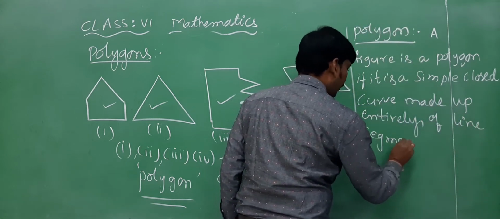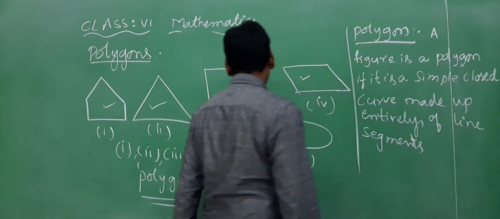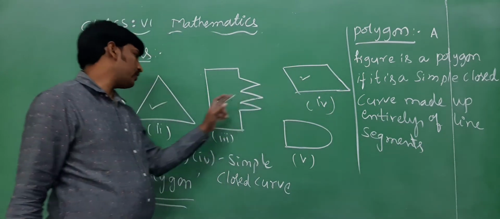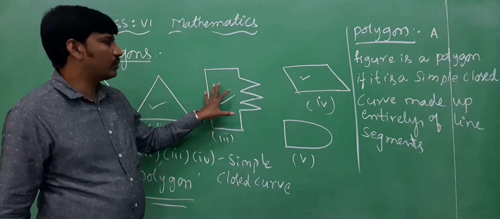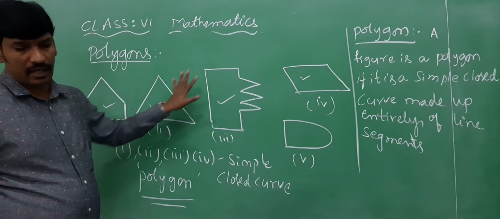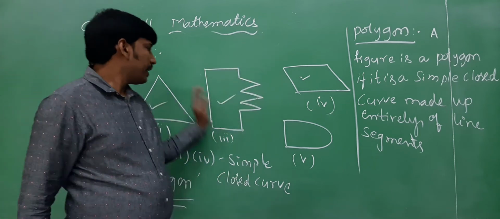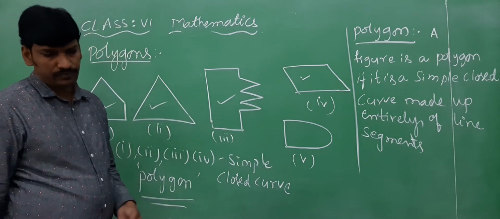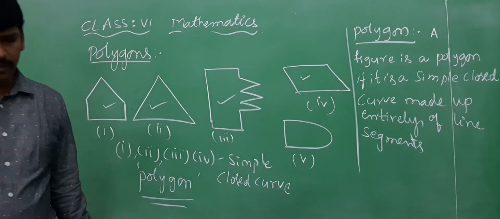If you observe figures 1, 2, 3, 4, these 4 are simple closed curves made up entirely of line segments only. These are all called polygons. Is this clear, children? Yes, please note this down.